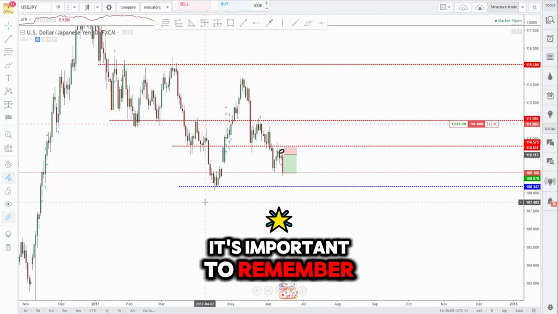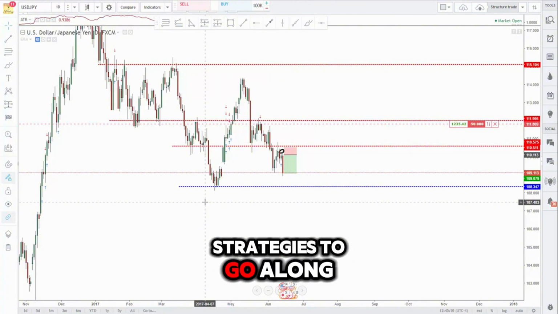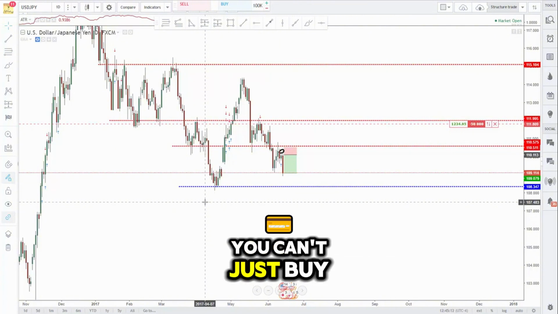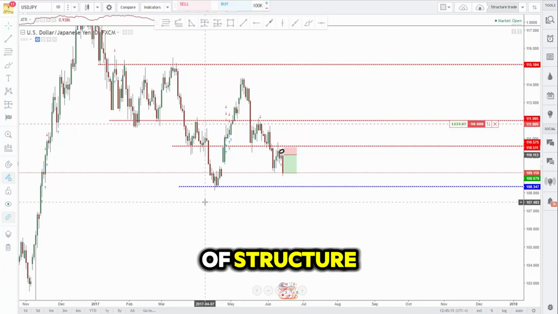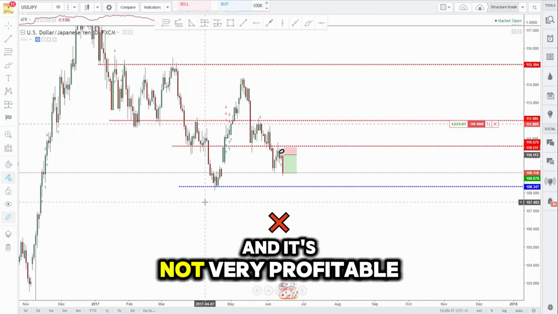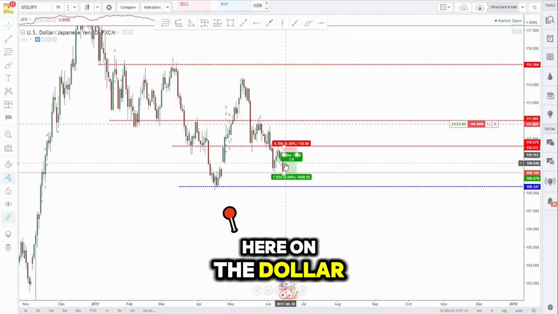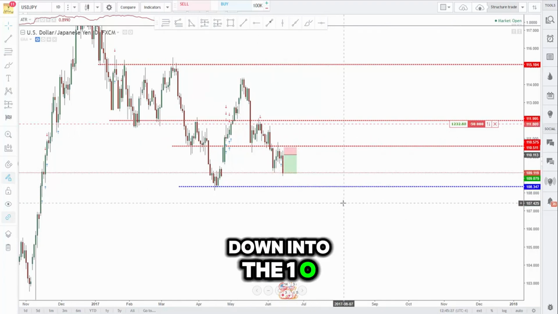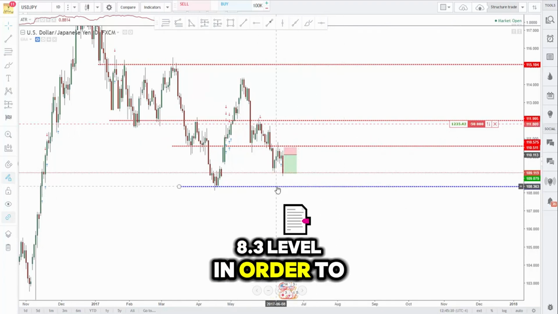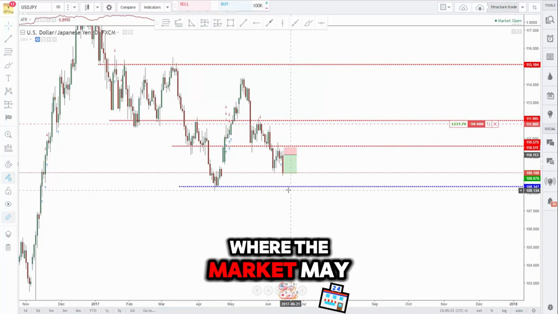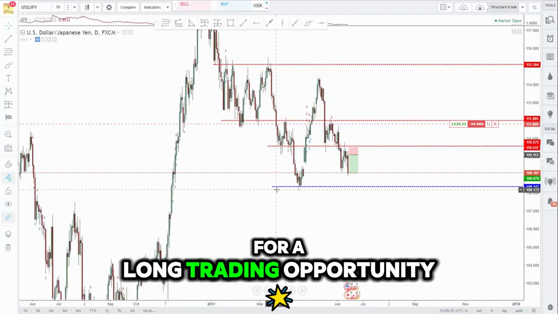Now, it's important to remember that we have to have entry reasons and strategies to go along with these levels of structure. You can't just buy and sell daily levels of structure. I've personally tried it, and it's not very profitable. So what we're looking for here on the dollar-yen is a push down into the 108.3 level in order to find our next place where the market may be supported for a long trading opportunity.